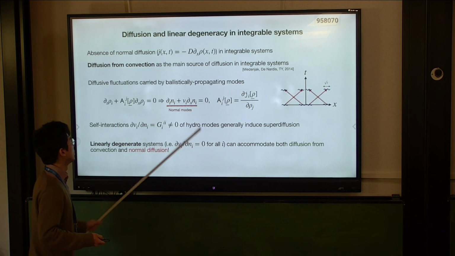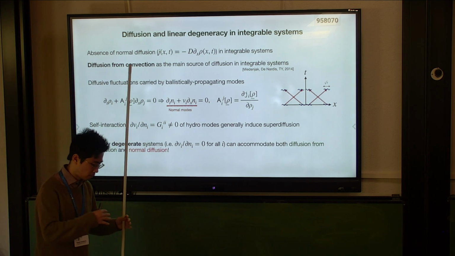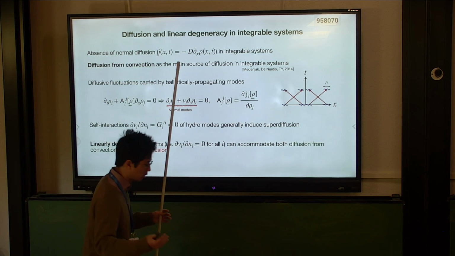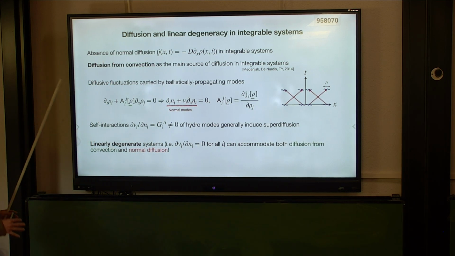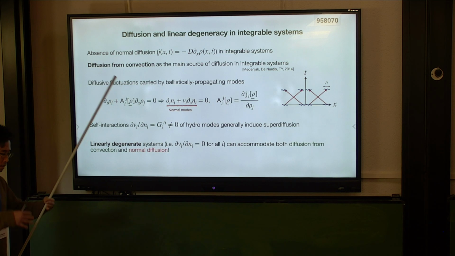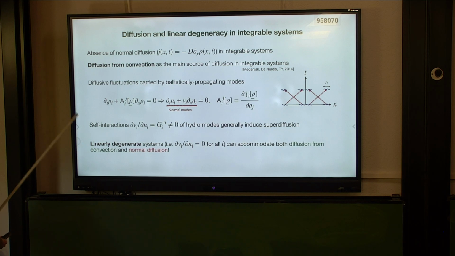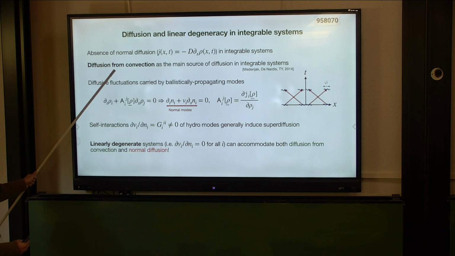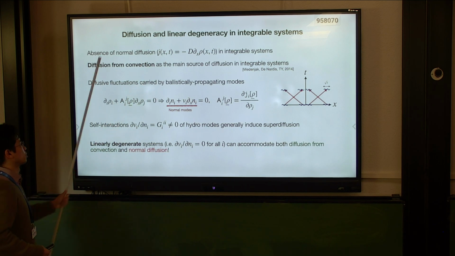What happens is that in integrable systems, you have an infinite number of conserved charges, which amount to stable quasi-particles that carry these hydrodynamic fluctuations without really dissipating any fluctuations. So fluctuations are carried by these quasi-particles, and they are really just coming from the initial condition. That's what we call diffusion from convection in integrable systems, and it's the source of diffusion in these systems, which is in stark contrast to non-integrable systems.